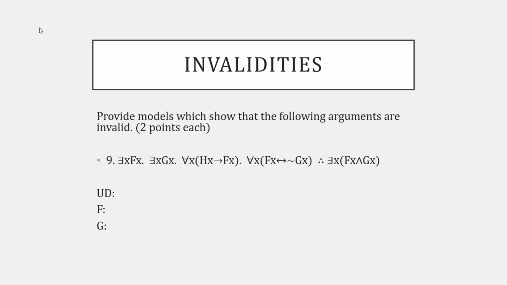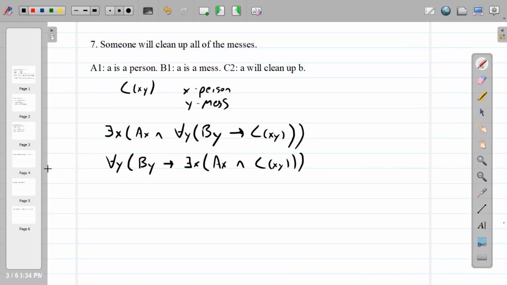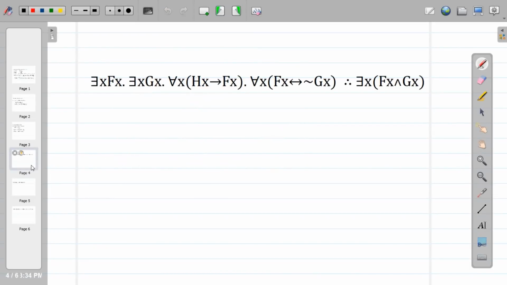Here we go. You will already have written out the letters UD, colon, and a list of the predicates. We've got F, G, and H. Your job is simply to tell me what goes in there. I make notes for myself: I've got to make this true, this true, and make this false.